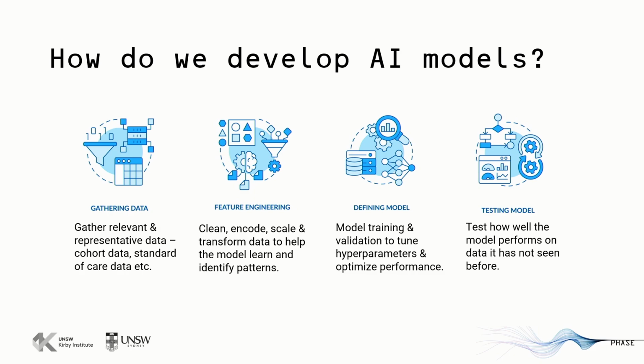So just quickly, how do we develop these AI models? So the first step, gathering data, sounds the easiest, but is probably one of the hardest steps. So we need to get data that is relevant and representative for the predictions we want to make. Next is feature engineering, so cleaning, encoding, scaling, and transforming the data so it's in a format that helps the machine learning model learn patterns.